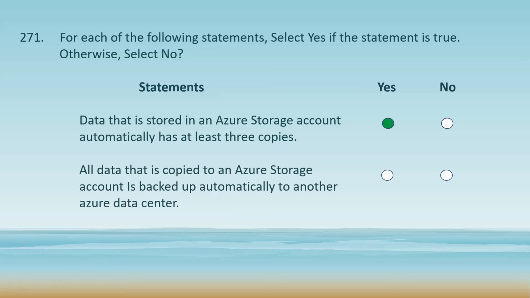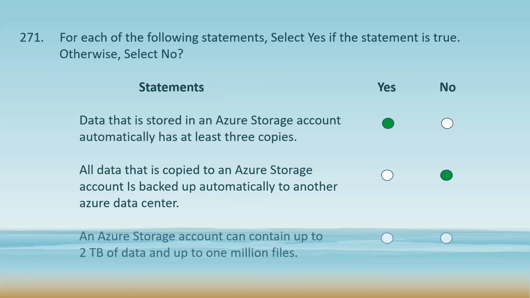This statement is incorrect, friends. By default, locally redundant storage is selected for a storage account, which replicates your data 3 times within the same data center. You have the option to choose geo-redundant storage or read access geo-redundant storage, which replicates your data to another data center in a different region for additional protection against regional disasters or outages.